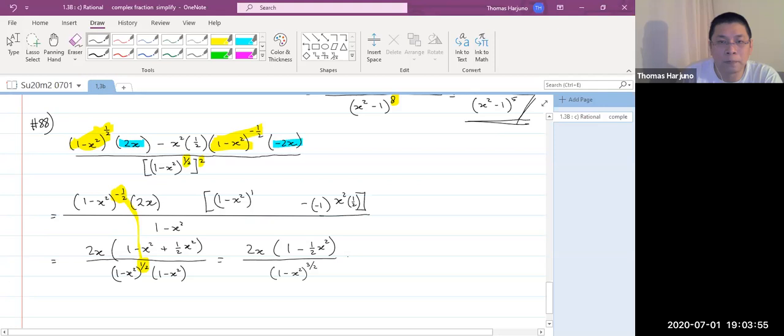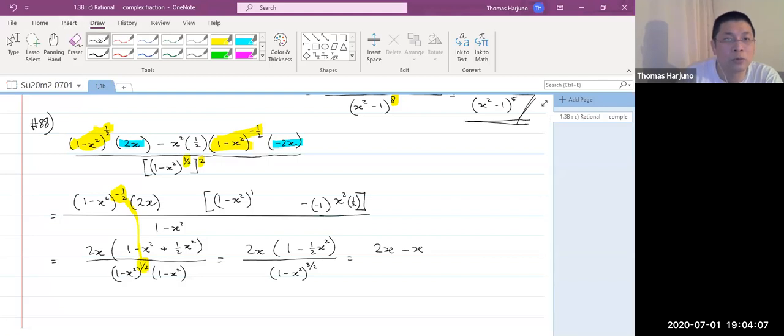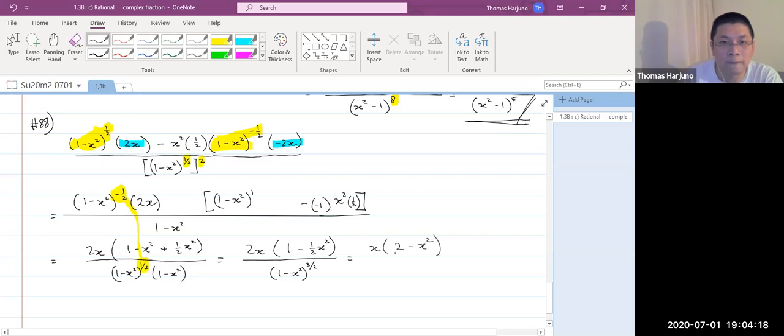And let me distribute the top. So I get 2x minus x cubed. I distribute the 2 but not the x. Distribute the 2, I get x squared over 1 minus x squared to the power of 3/2. It's nasty. You need to know how to keep track of your work here.